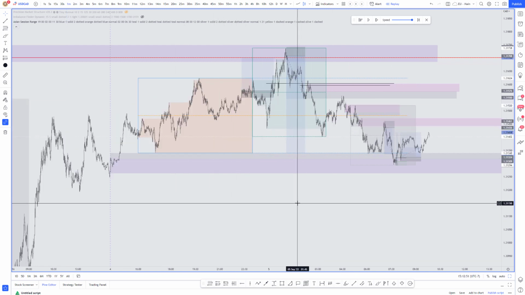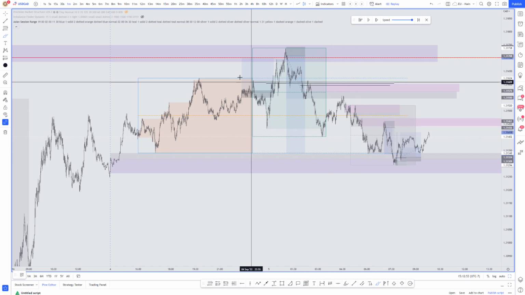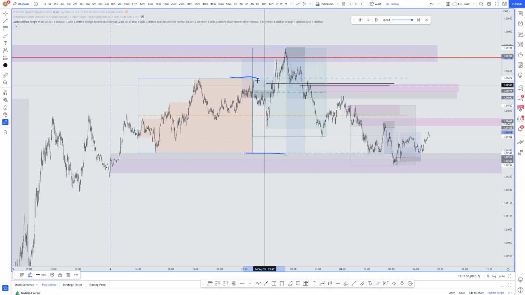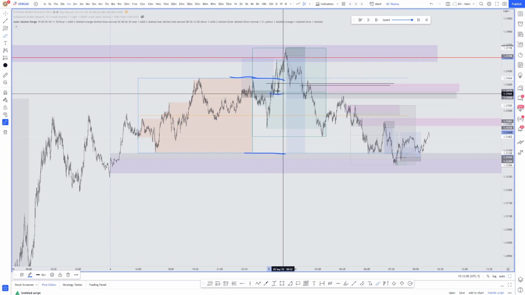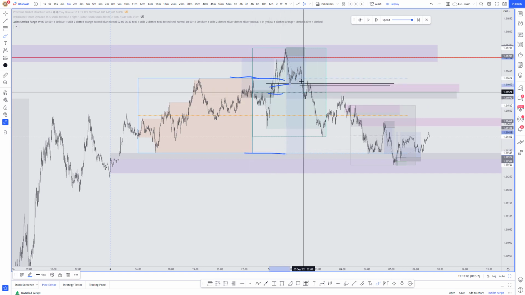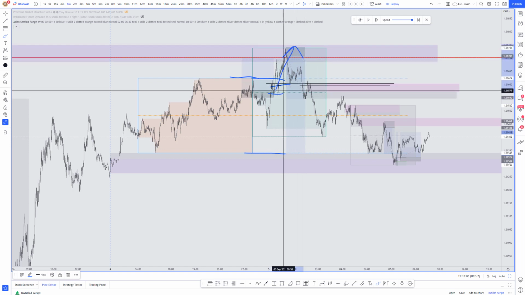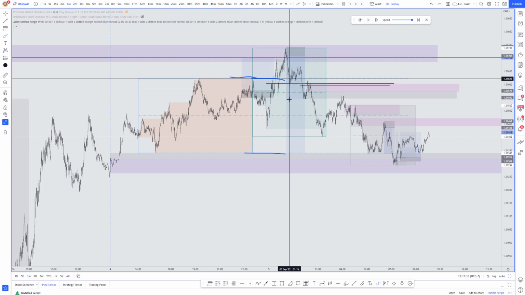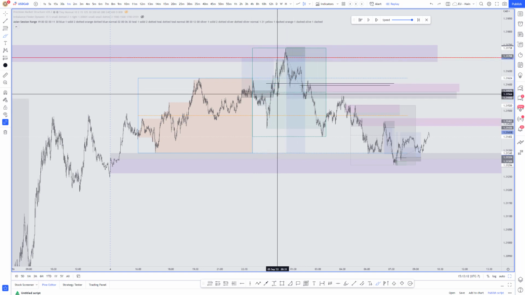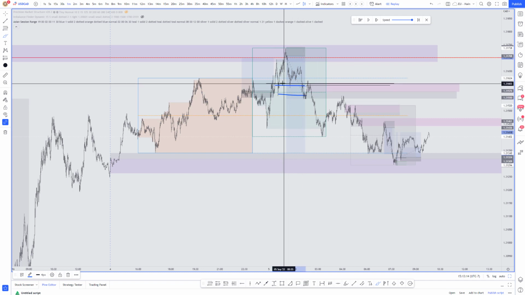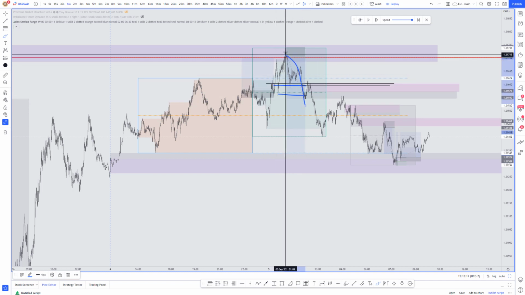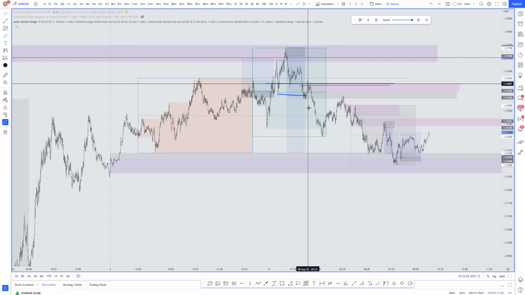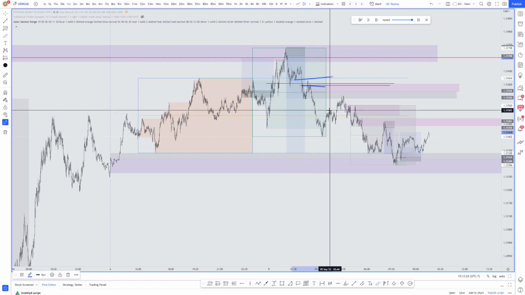What I can tell you, the secret with sessions is finding where the flip zones are that took the sessions out, and basically that's where you're looking to get in. On the way back, you're basically looking to see where the flip zone is that gave you this high. So in the session, when it comes back to it, you're looking for the flip zone that caused this break.